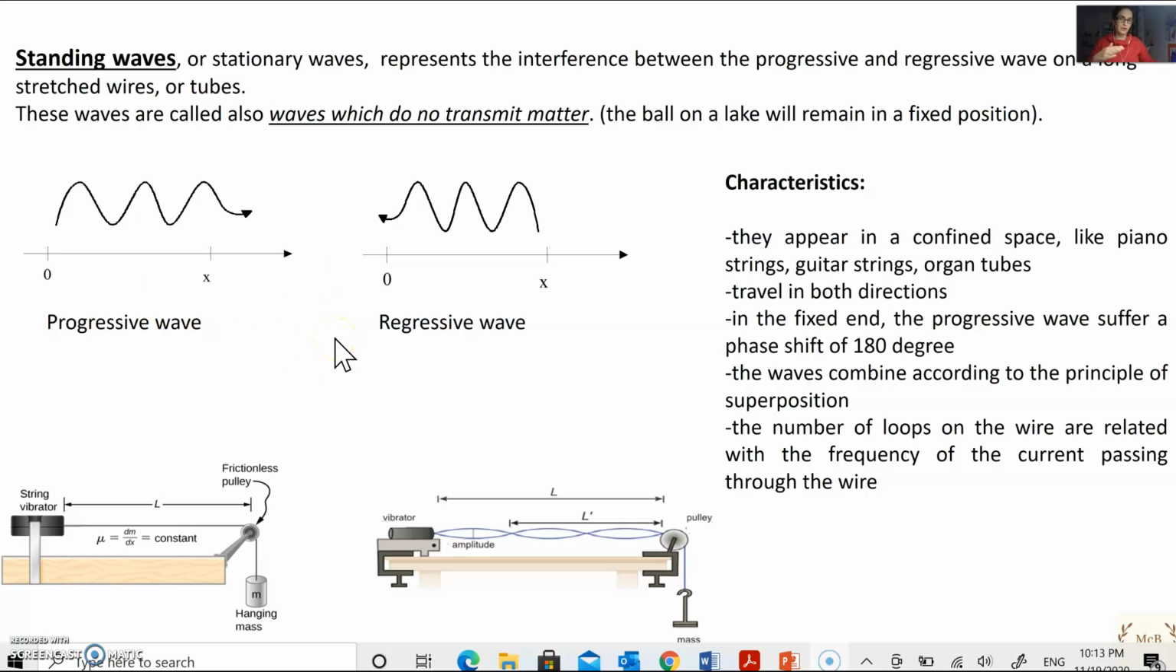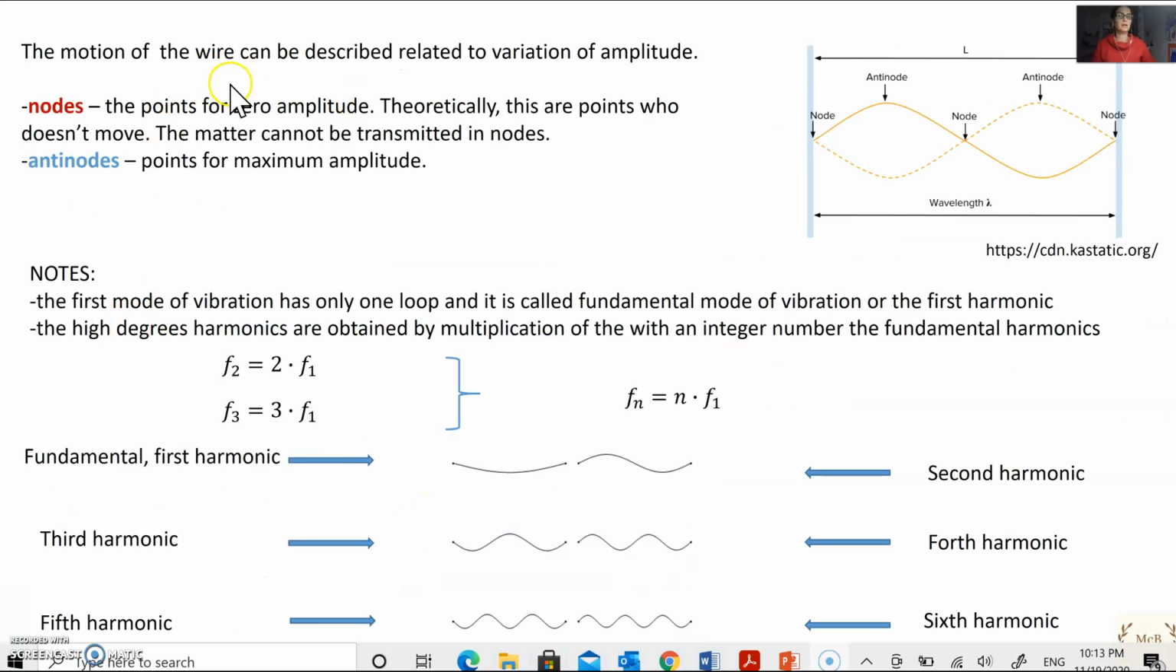The progressive and regressive waves are combined by superposition, and along this stretched wire some loops appear. These loops are related to the frequency put on the frequency generator. We can describe the motion, taking into account what is formed on the wire.